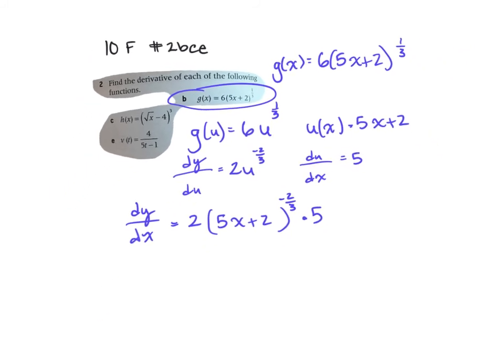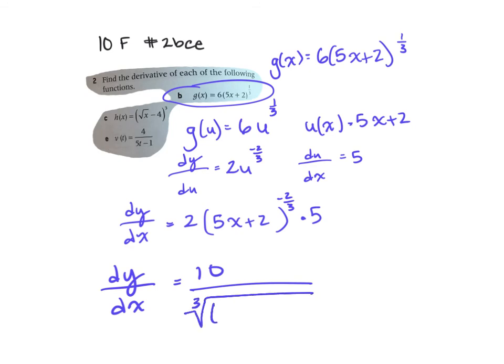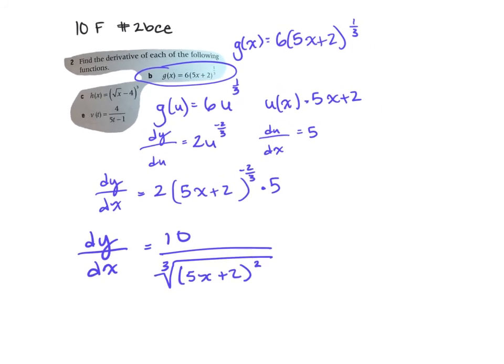If you are somebody who just really likes rewriting stuff, absolutely fine. dy/dx is going to be 10 over, because that negative is going to put this under, so the 10 comes from 5 times 2. And then it's going to be the cube root of (5x plus 2) squared. Absolutely not necessary to rewrite these. They're the same thing. But if you want to, you can.